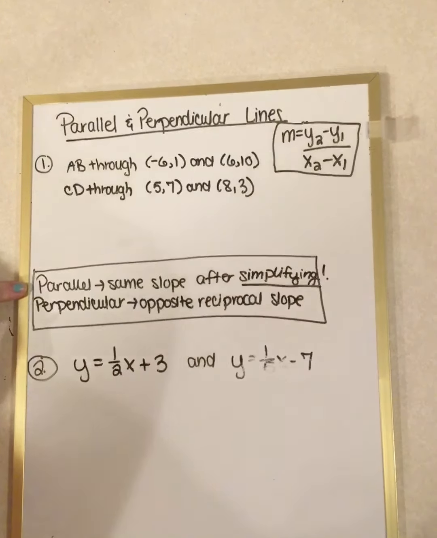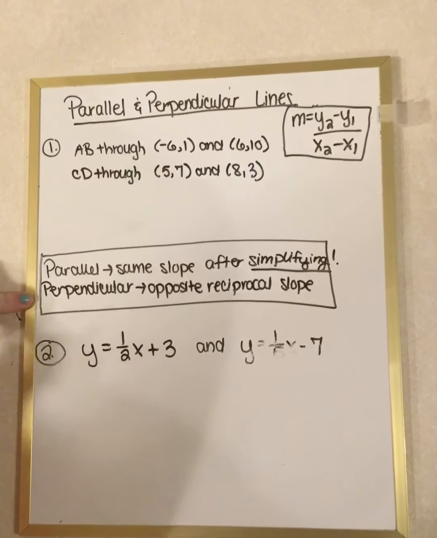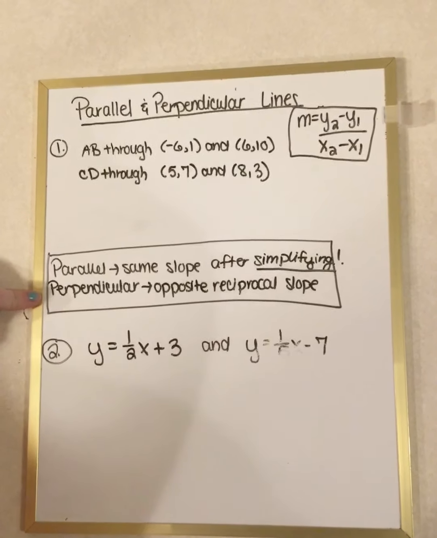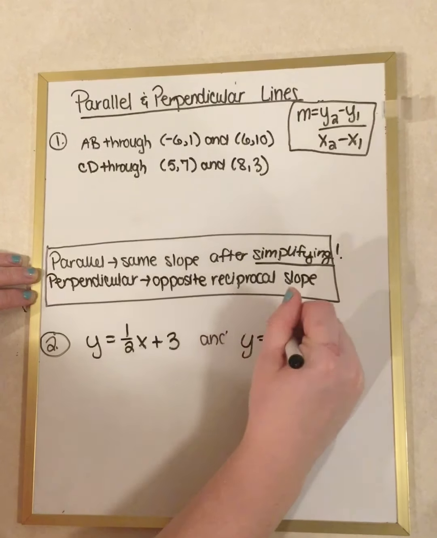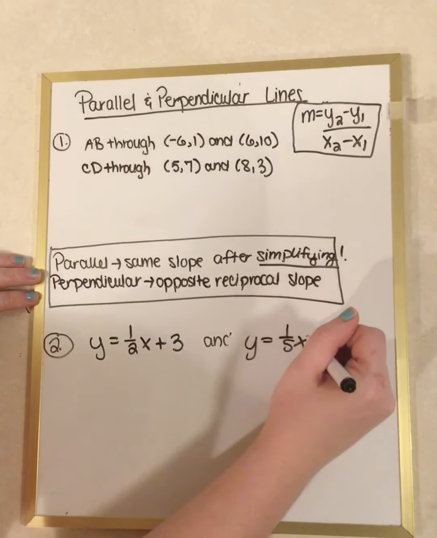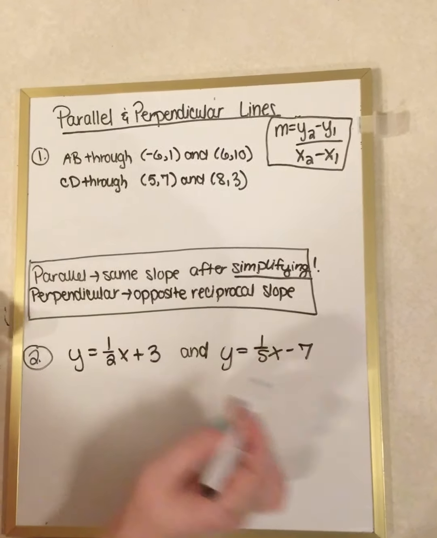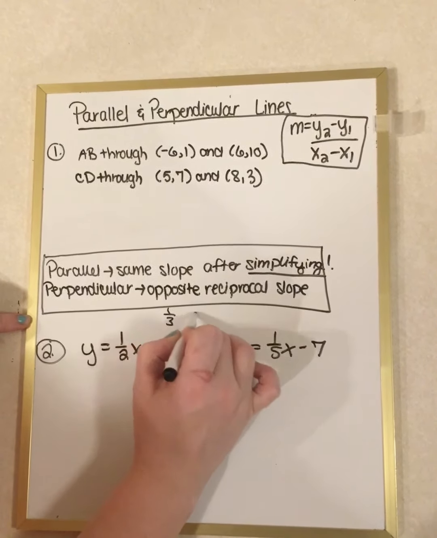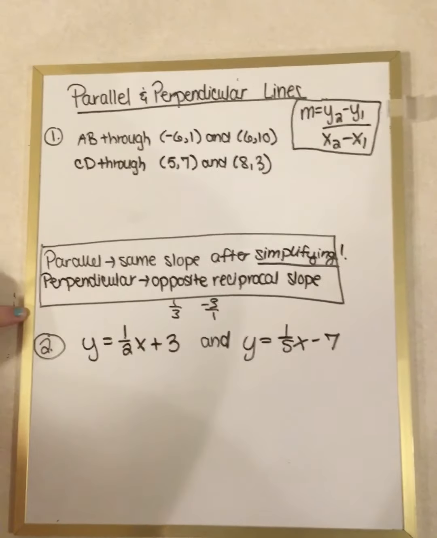Simplifying. Make sure you do that. And then with perpendicular, that means that your slopes were opposite reciprocals. So you have flipped and switched. Remember, flipped and switched means like you have 1/3 and -3/1. So they have different signs and the tops and bottoms are flipped.